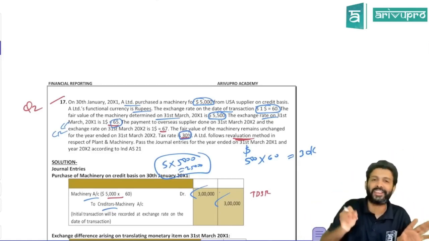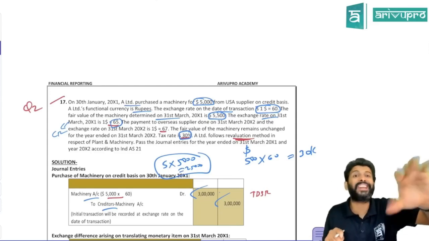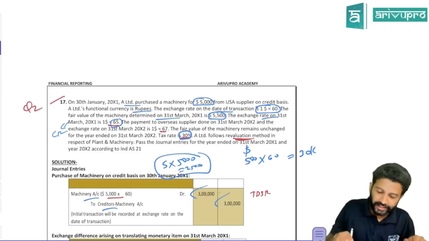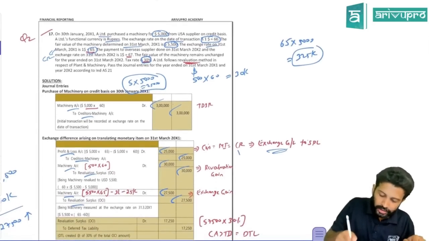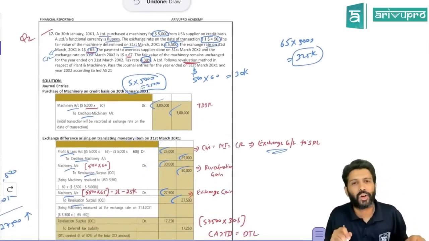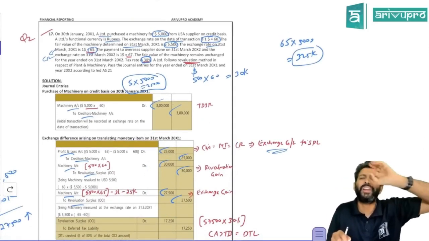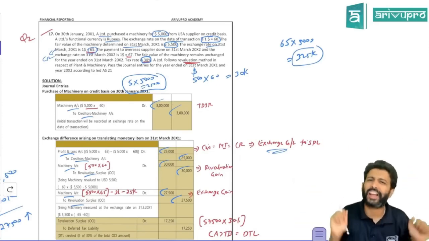The moment they bring in the tax rate, what the examiner is looking for is DTA or DTL. What is that DTA, DTL, sir? Sir, all this revaluation, exchange gain, loss and all is Ind AS terminology. It's an accounting headache. Tax doesn't have all this.